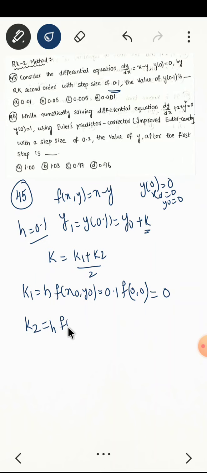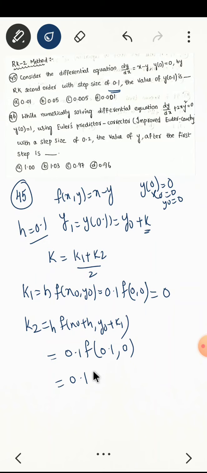k2 is h into f of (x0 plus h, y0 plus k1). Then what are you going to get? h is 0.1, function of x0 plus h. x0 is 0, h is how much? 0.1. y0 is 0, k1 is how much? 0. So 0.1 times the function at (0.1, 0), which is 0.1. So I will get 0.01. I know k1 and k2. Come on, find the k value. k value is equal to (k1 plus k2) by 2, which is (0 plus 0.01) by 2. I will get it as 0.005.